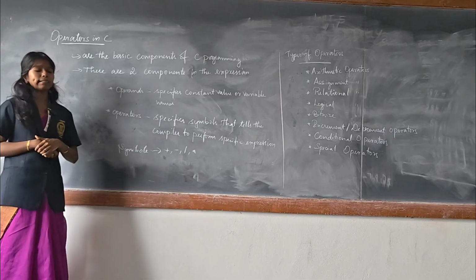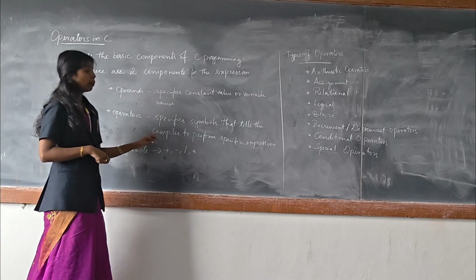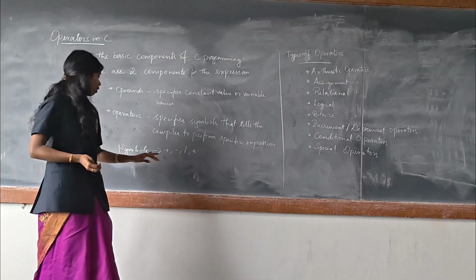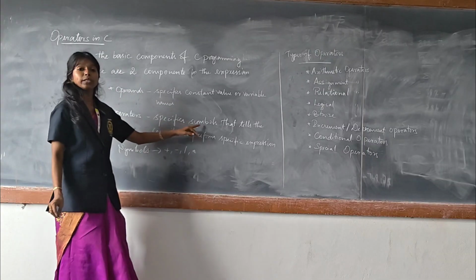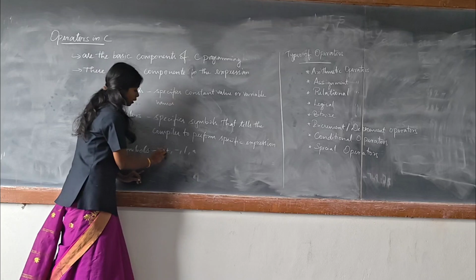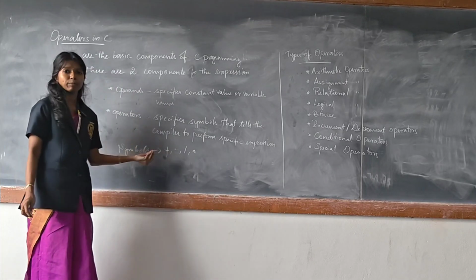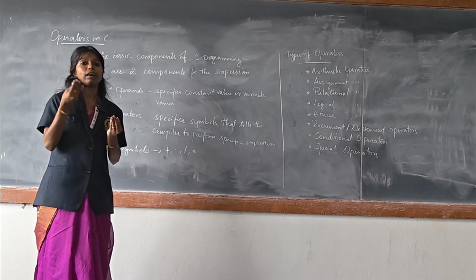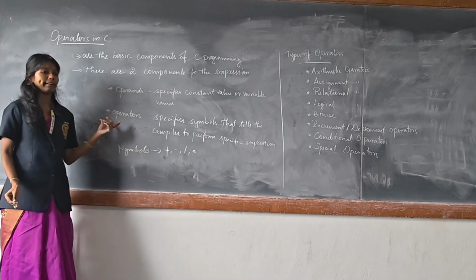An operator is nothing but a symbol that tells the compiler to perform a specific mathematical or logical operation. These symbols are addition, subtraction, multiplication and division. These are the symbols that tell the compiler to perform a specific mathematical calculation, and that is called an operator.